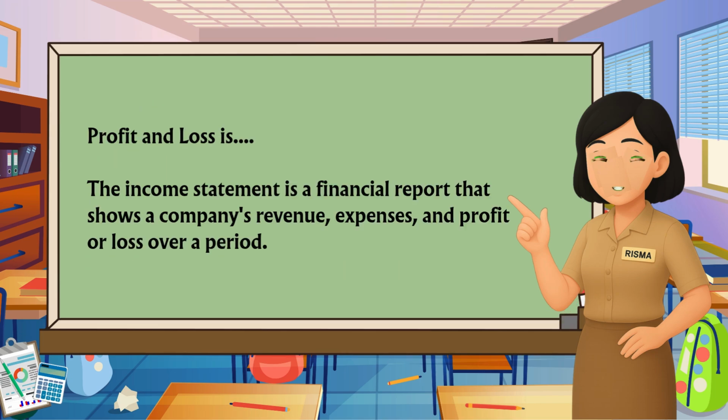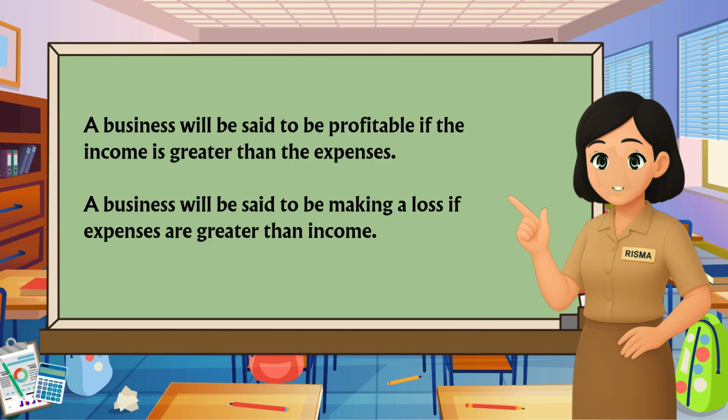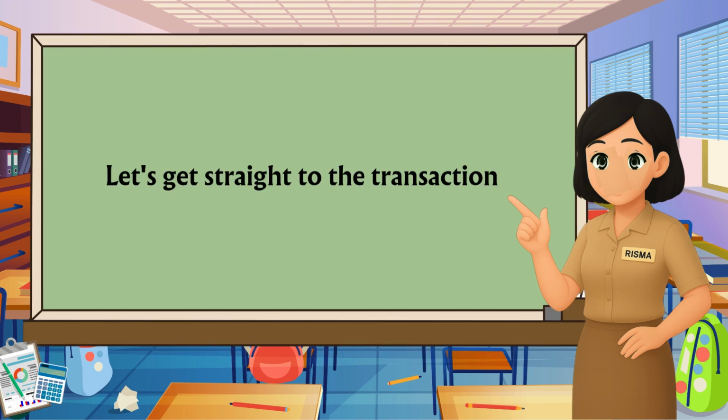The profit and loss report, or income statement, is a financial report that shows a company's revenue, expenses, and profit or loss over a period. A business will be said to be profitable if the income is greater than expenses, and the business will be said to be making a loss if expenses are greater than income.